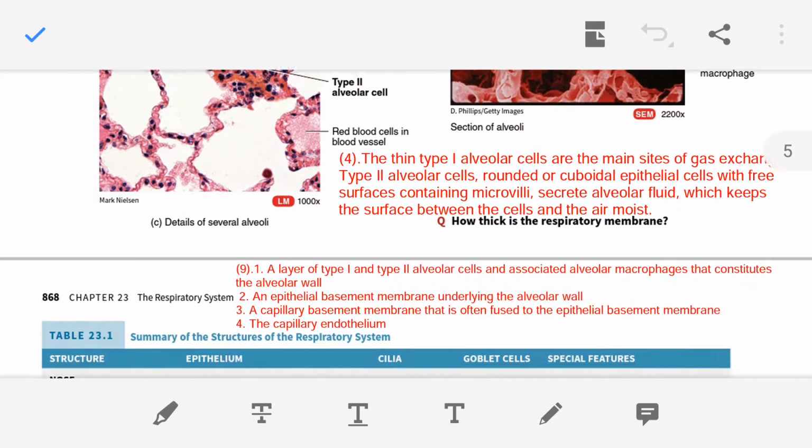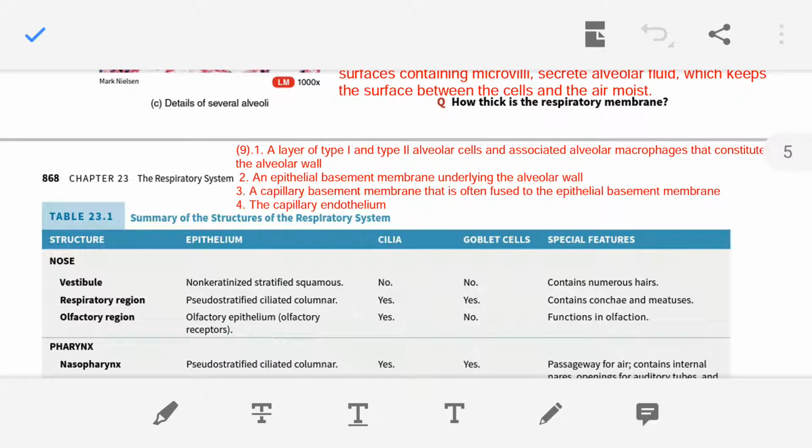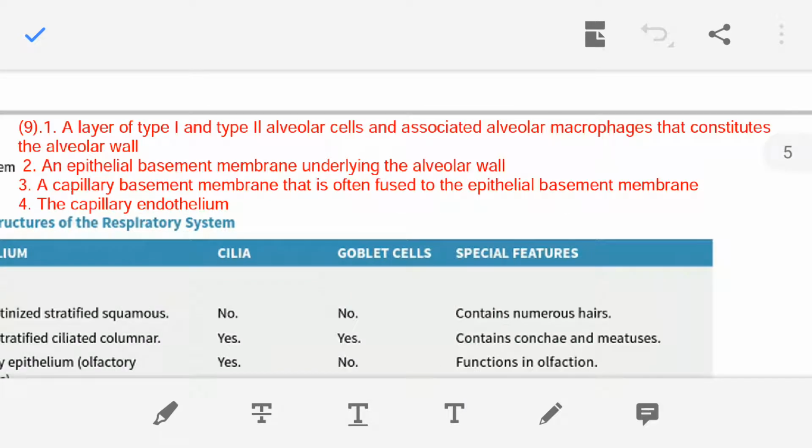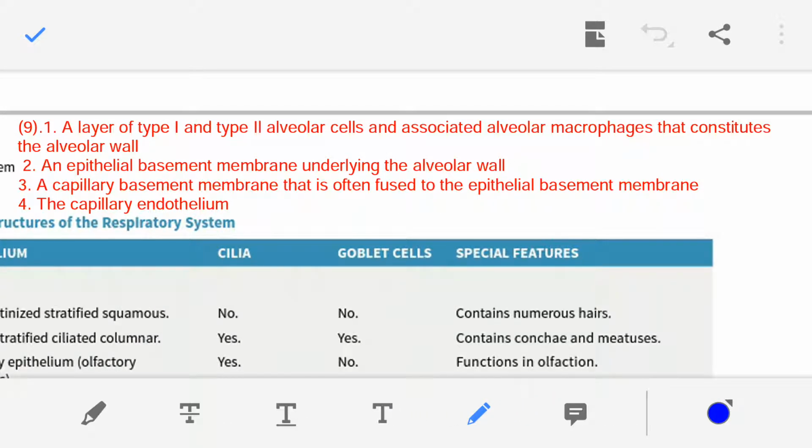Now in the ninth point we are discussing the respiratory membrane. Which are the cells or the structures, and where is this respiratory membrane present? In the respiratory membrane, we are considering the alveolar wall and the capillary wall. In the alveolar wall, we know type 1 cells are there, type 2 alveolar cells are there, and the macrophages are there. Besides these cells, the epithelial basement membrane is there.